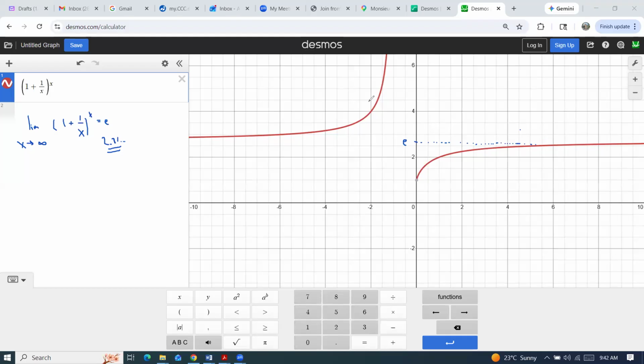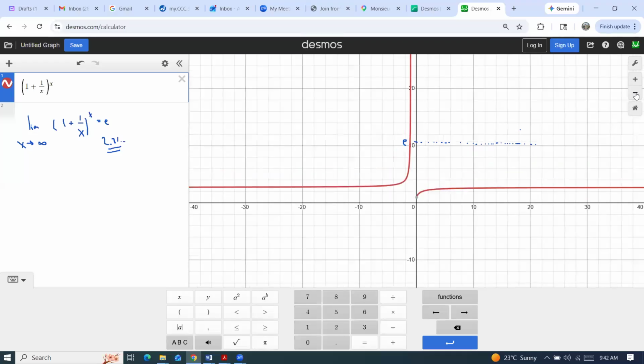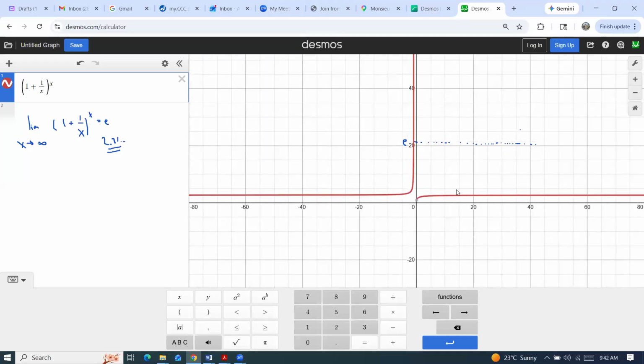I say it's kind of, Alex, I don't really see it precisely. Yeah, you can zoom out. So just keep moving, and you will see it is really approaching a horizontal line, and that is y equals e.